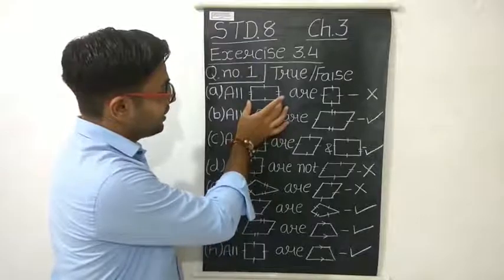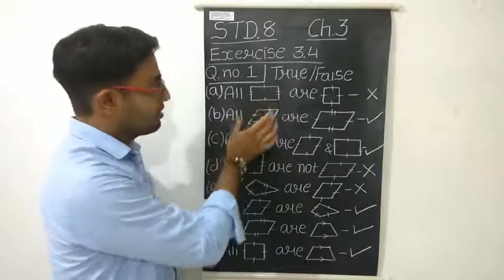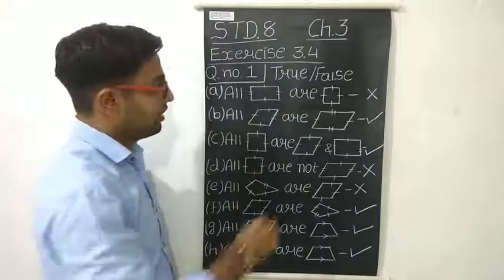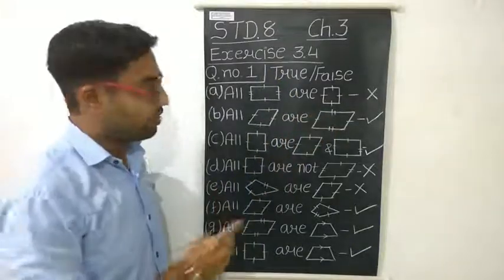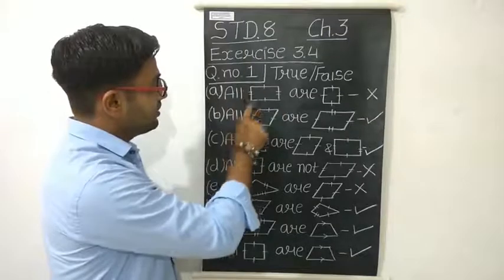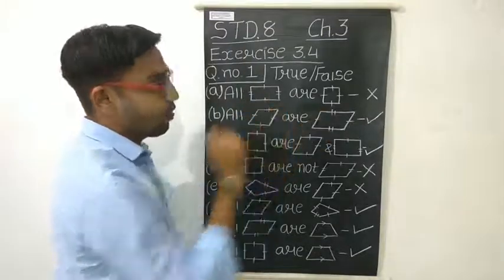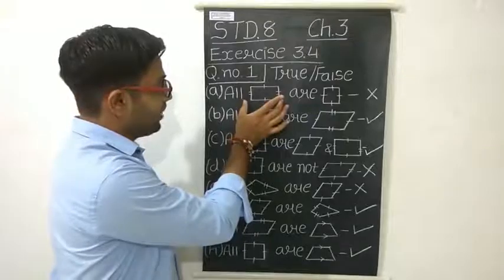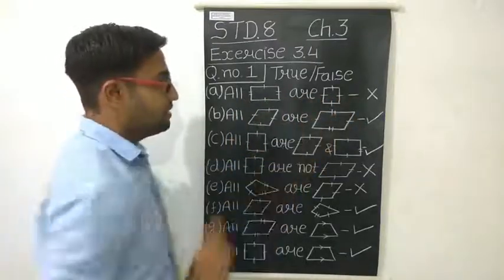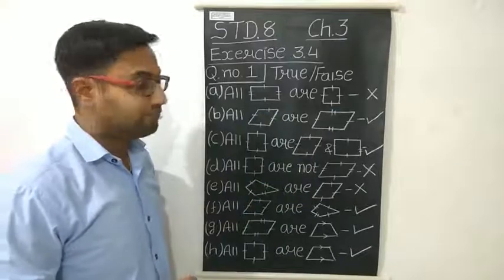See, this is the rectangle. Rectangle means the pair of opposite sides are equal. And what is a square? Square means all the sides must be equal. So here this is not satisfying this property. So we cannot say that all the rectangles are squares. So this statement is false, right?